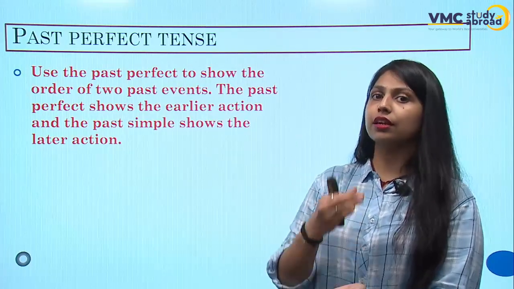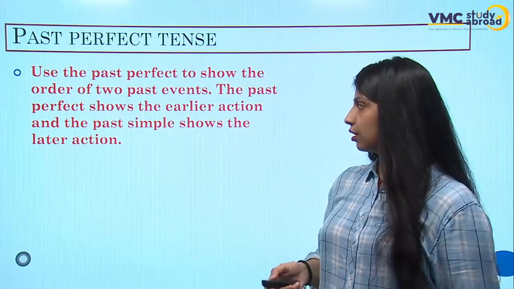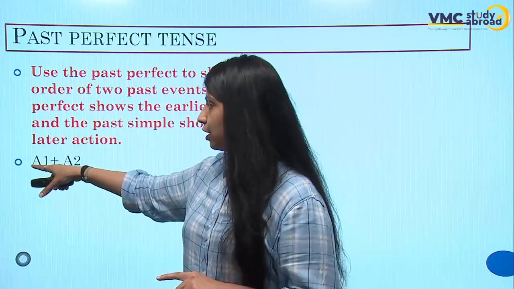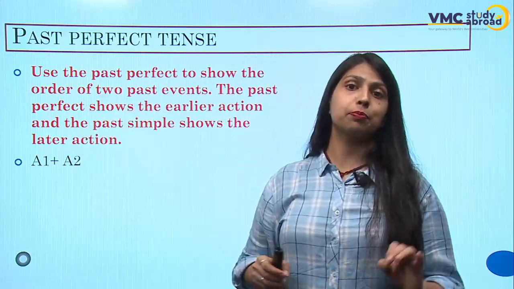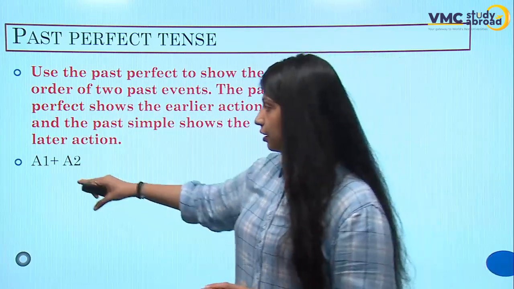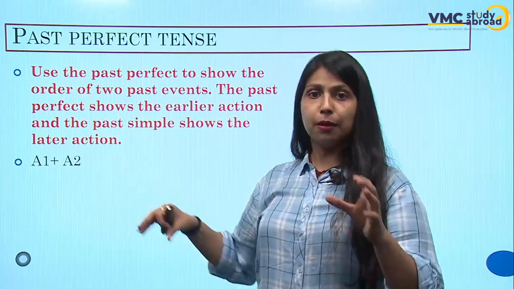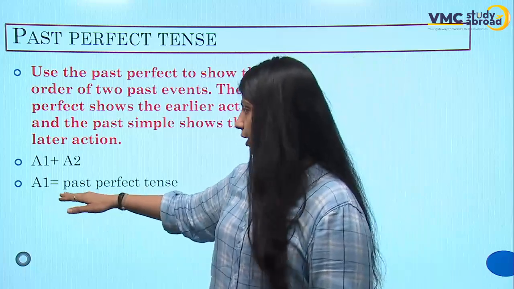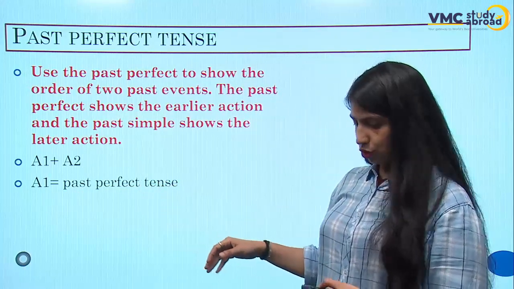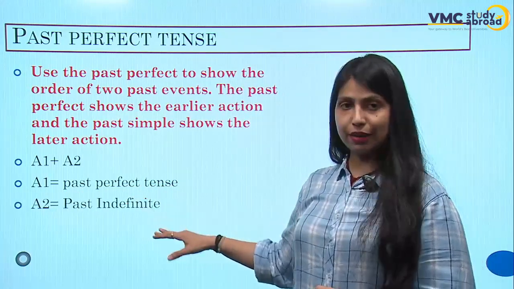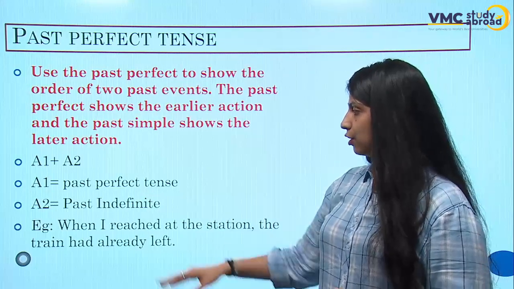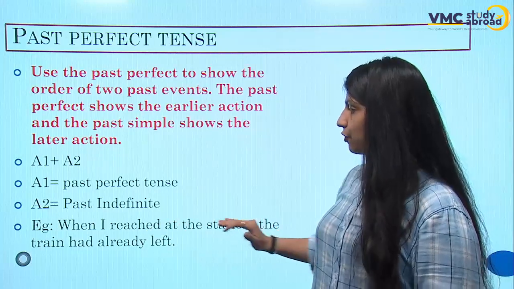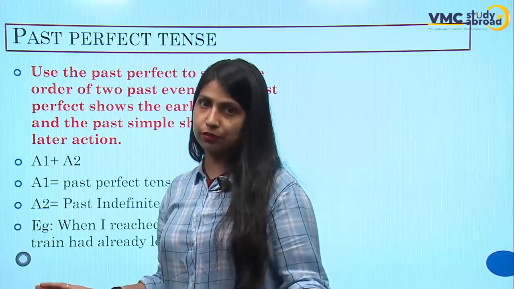So let's learn the sequence of these, because we're using two actions here. So definitely the first action would be in past perfect, and the second sentence would be in past indefinite. Okay. So that's how it is. Action 1, past perfect. Action 2, past indefinite. And the example is, when I reached the station, the train had already left.